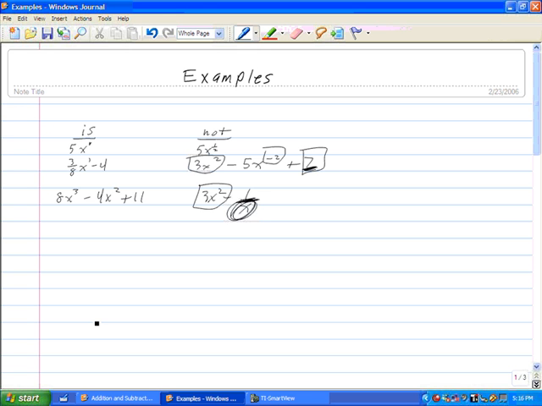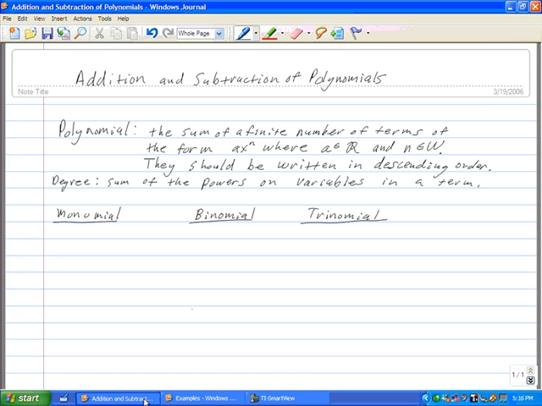Now, there are 2 or 3 types of polynomial expressions that are going to be given more specific names. The prefix mono means 1. So a monomial is nothing more than a polynomial that only contains one term. Examples would be a constant. That's an example of a monomial. A negative 7x would be a monomial. A 2x would be a monomial. A negative 11x squared would be a monomial. A 3x to the 7th would be a monomial.